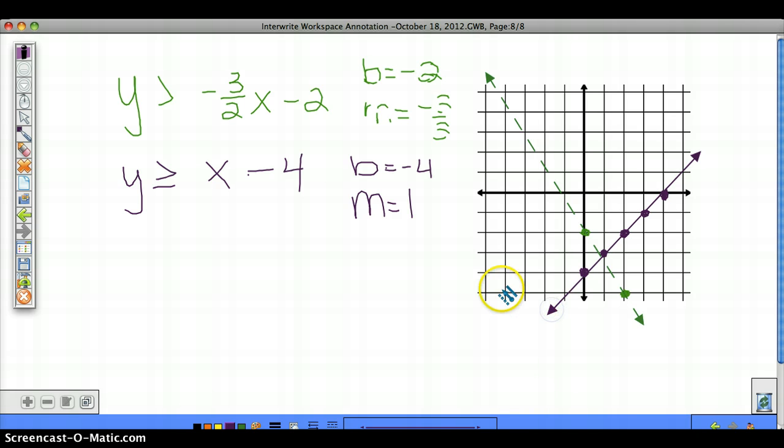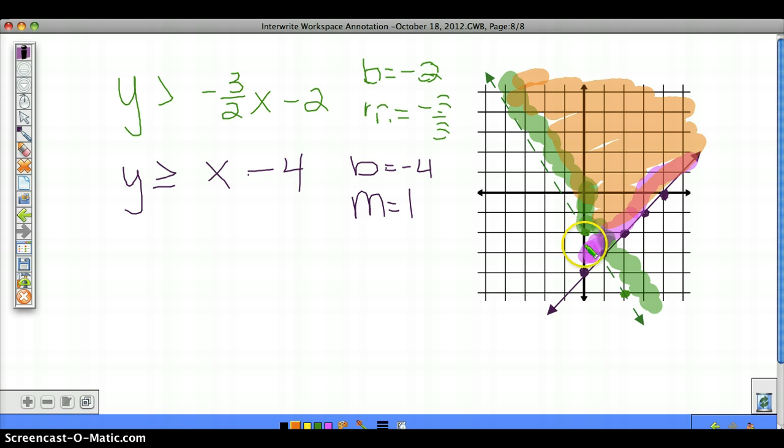Now for my shading. For my green line, I have y is greater than. So at my b, I want to go up from there. I'm going to make it green just so we can see the difference. So from this line, I would shade everything greater than. Now for my purple, I still want everything greater than as well. They collide all through here. So I wouldn't want this to be shaded or this over here. Now, my solution could be anything being shaded over here.